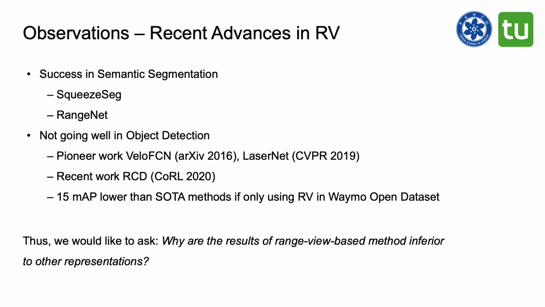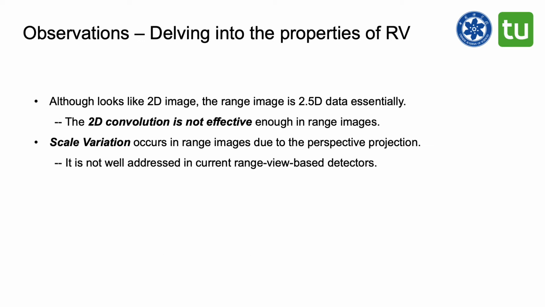With these benefits, RangeView-based methods have made a success in LiDAR-based semantic segmentation. On the contrary, it is not going well for the RangeView in the detection task. So we would like to ask, why are the results of RangeView-based methods inferior to other representations? To figure it out, we discuss some properties of the RangeView. First of all, although it looks like a 2D image, the range image is essentially 2.5D data. So the 2D convolution might not be effective enough in range images. And, scale variation occurs in range images, which is not well addressed in current RangeView-based detectors.